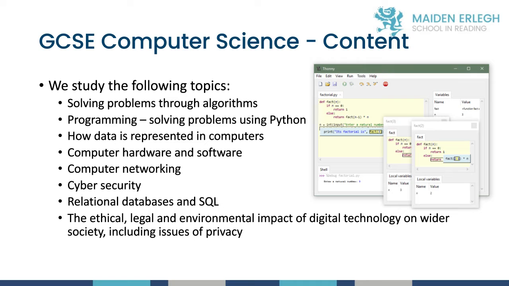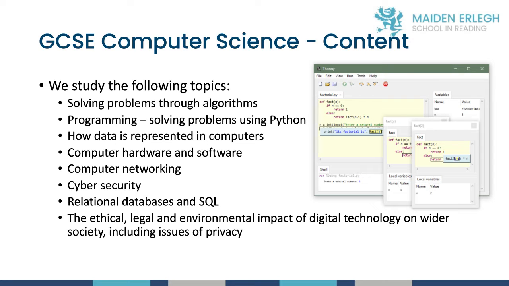We learn a variety of theory topics, including how data is represented in computers. So how is it that every single program and file on our computers and on our phones is made up entirely of zeros and ones?